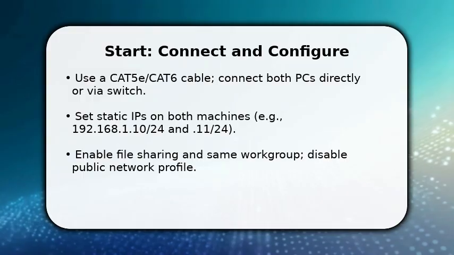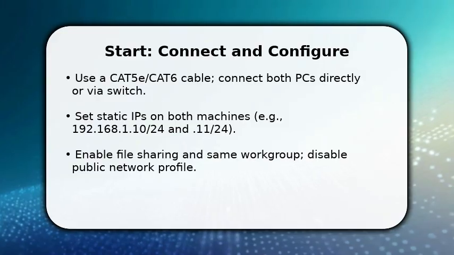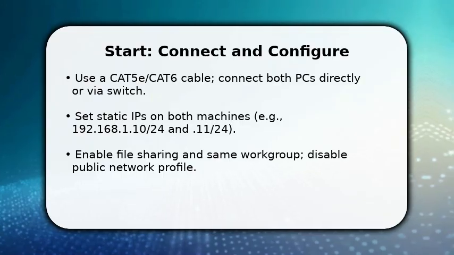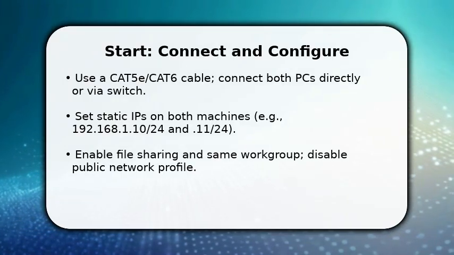You're starting the transfer now. Plug the CAT5E or CAT6 cable between computers or into the same switch so packets have a clear path. Next, assign static IPs on each machine. This ensures stable addressing instead of hunting for DHCP.